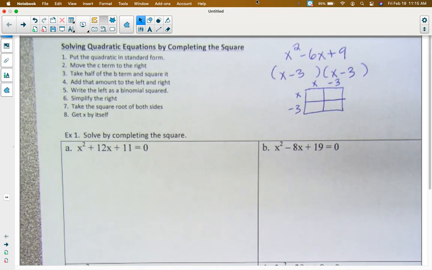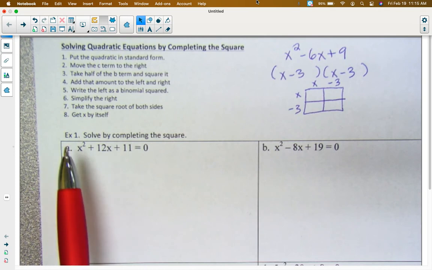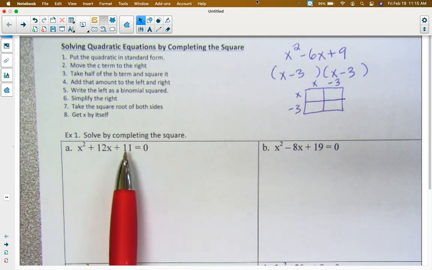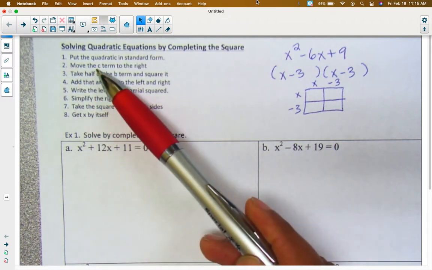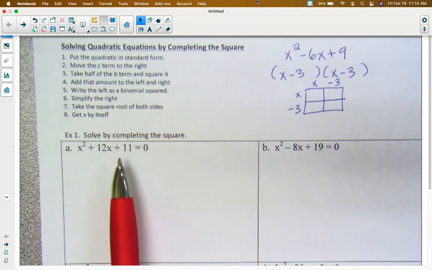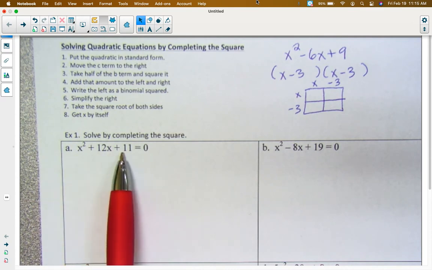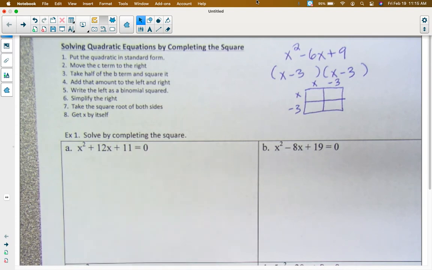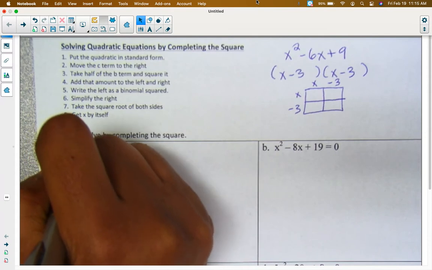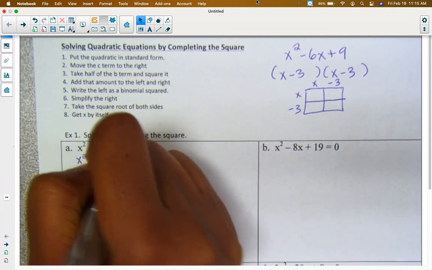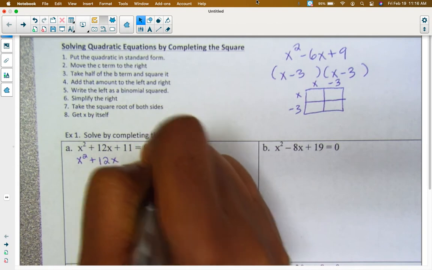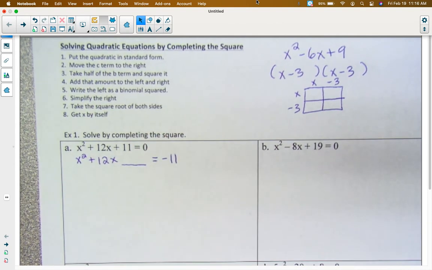Okay, here we go. So step 1 says put the quadratic in standard form. Standard form has to go x squared, x, and then your number. So check. We're done with step 1. Step 2, move the C term to the right. This is your C term. It goes A, B, C. Move this to the other side. This is positive 11. We need to subtract 11 from both sides. So that's going to give me x squared plus 12x, and I want you to leave a little space, equals negative 11. And you'll see why in just a moment.